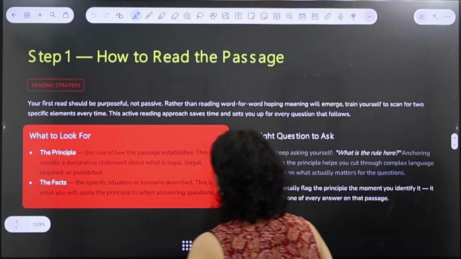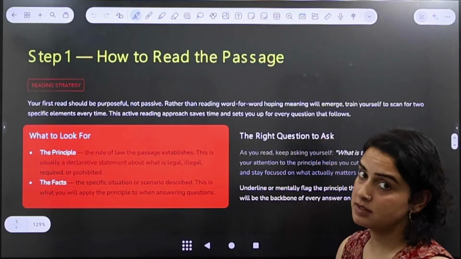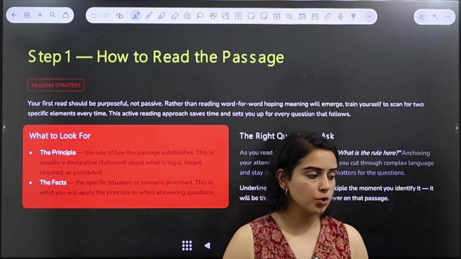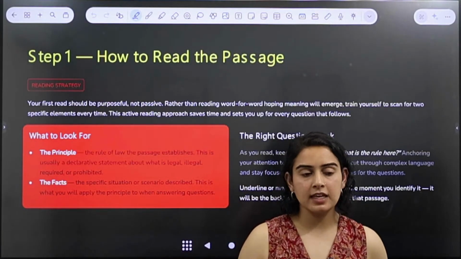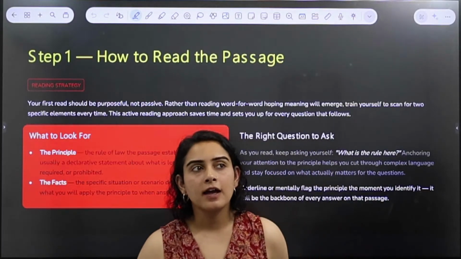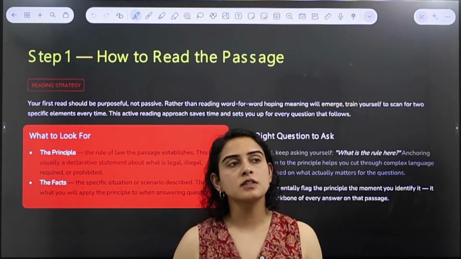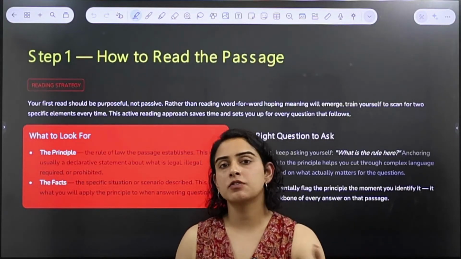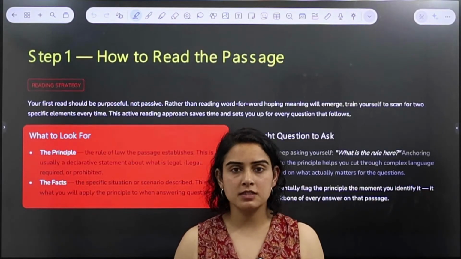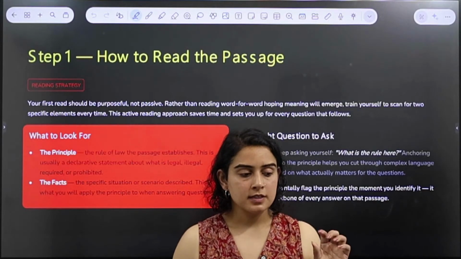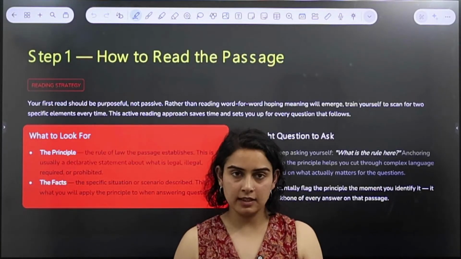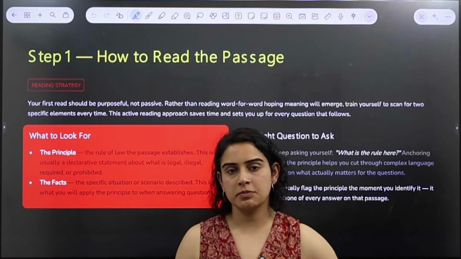So, first things first, how do you have to read the passage? See, the passages are going to be a little long, right? I'm not going to comfort you by saying that the passages are going to be readable. What we have observed in the past few years, the average is around 350 to 500 words for every passage. And when it comes to legal passages, especially, sometimes you will find that the terms that are being used are a little technical. There are legal jargons that are being used.